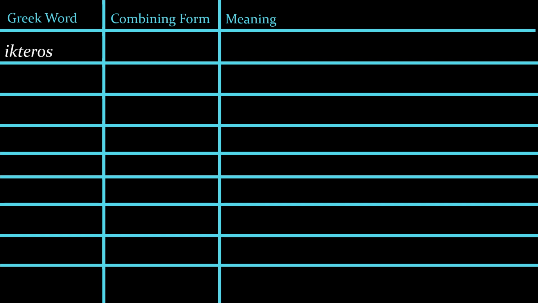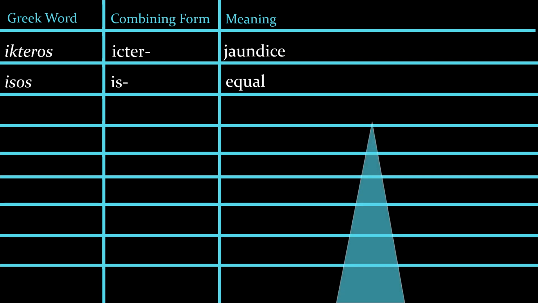Next, we have ikteros. This is also one that's probably not easy to figure out. Ikter, and this just means jaundice. We could talk a lot about that one. Isos, and the combining form is is or iso, means equal. The one that immediately comes to mind is the isosceles triangle, which has two equal sides.